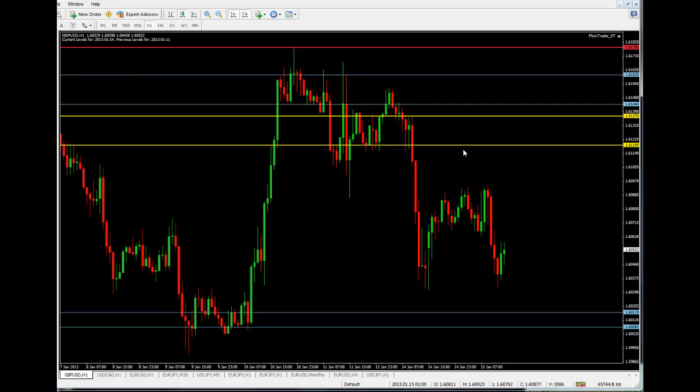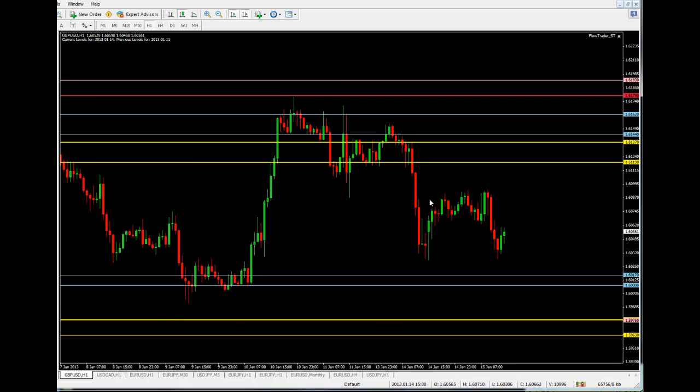On the cable here, the cable didn't really reach an entry yesterday. It didn't move back up to the sell zone, and then retested yesterday's low so far. So it's just stuck in a pretty tight range. So no trade yesterday on the British pound.